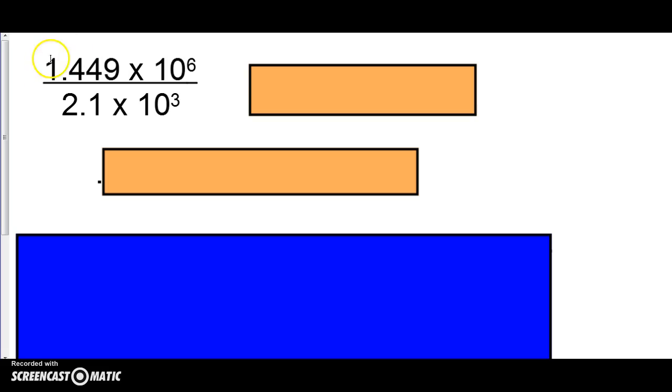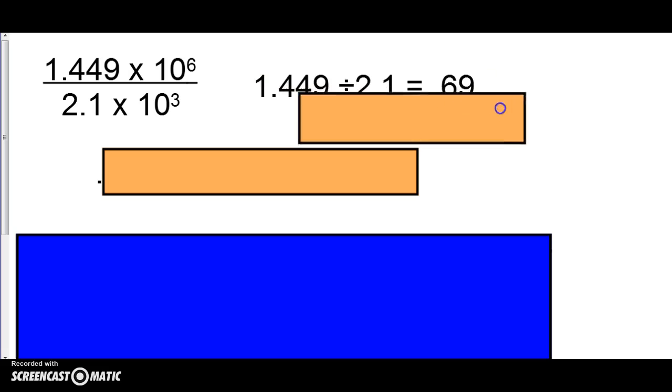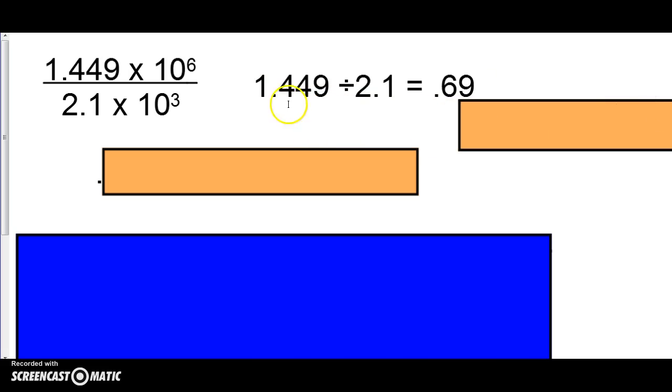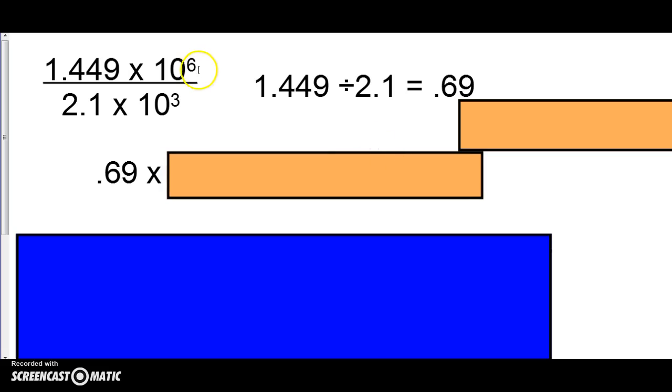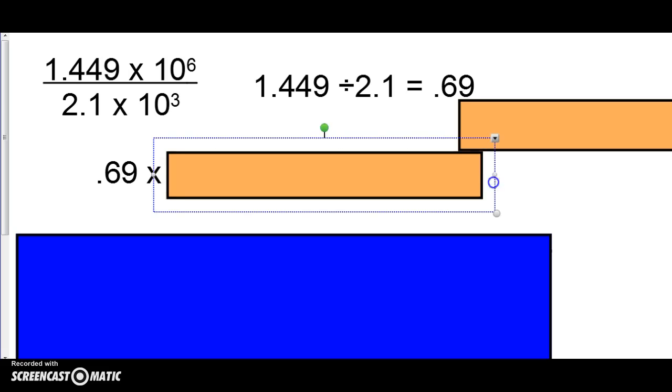All right, same thing again. First, we're going to divide the first factors. I did that on the calculator and had an answer of 69 hundredths. Then 6 minus 3 is 10 to the third.